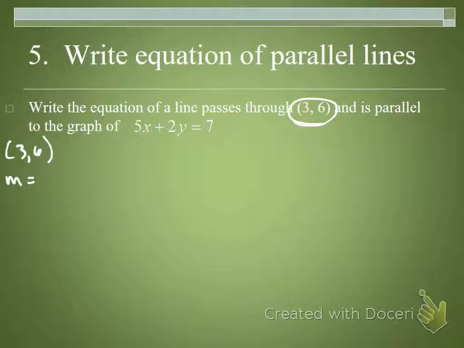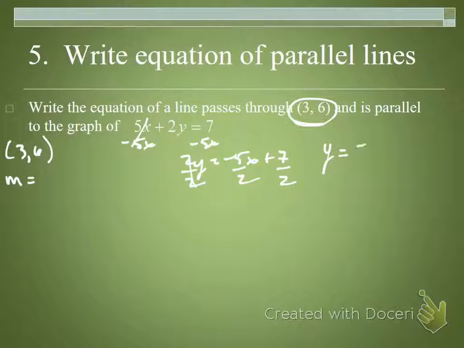Well, I'm only going to get that if I can find the slope of this line. And the only way I do that is subtract 5x from both sides. We're going to get y by itself. And then divide everything by 2. Right? So we get y equals -5/2 x plus 7/2. Now, I can pick out the slope. Right? So the slope here is -5/2. That's my slope too, since my line is parallel.